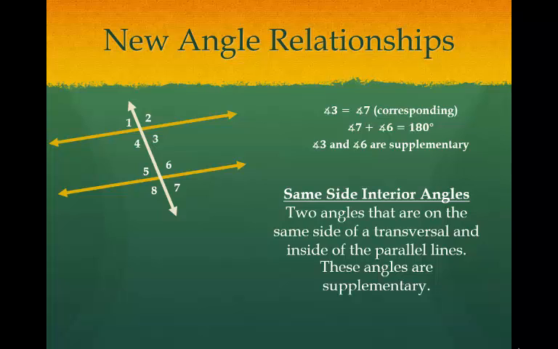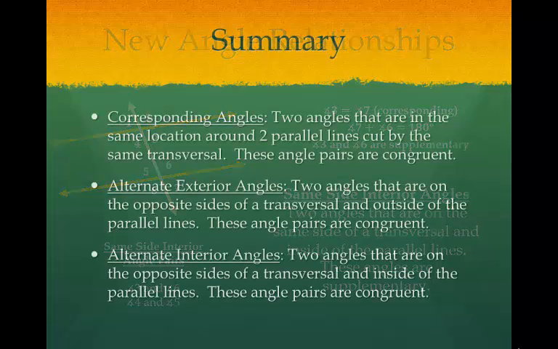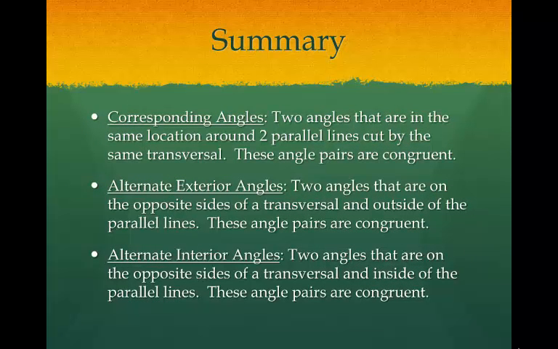And our two pairs of same side interior angles in this diagram are angles 3 and 6, as well as angles 4 and 5. I know this is a lot of vocabulary, so let's go ahead and summarize what we've talked about. There are 5 new vocabulary terms that you'll be responsible for from this video. Corresponding angles are two angles that are in the same location around two parallel lines cut by the same transversal, and we know that corresponding angles are congruent.